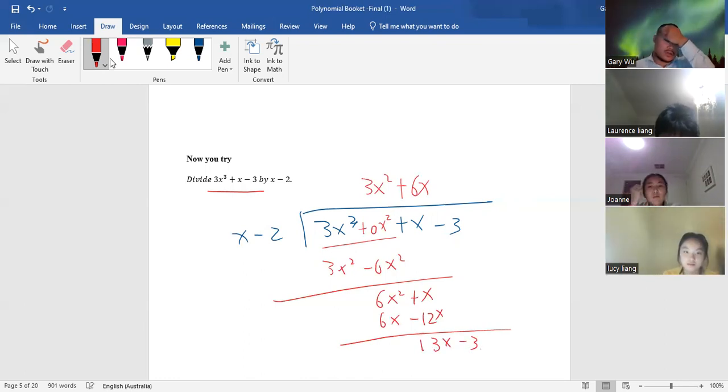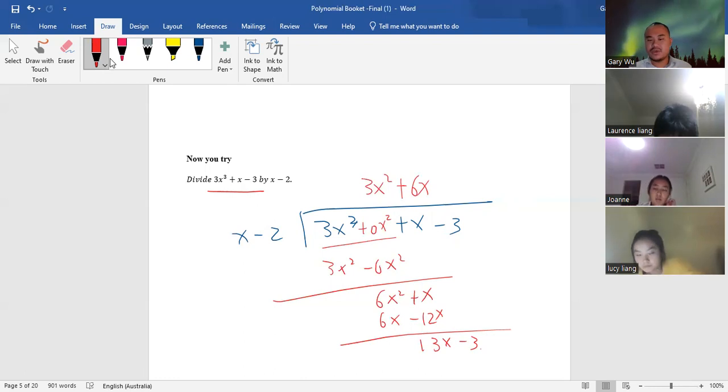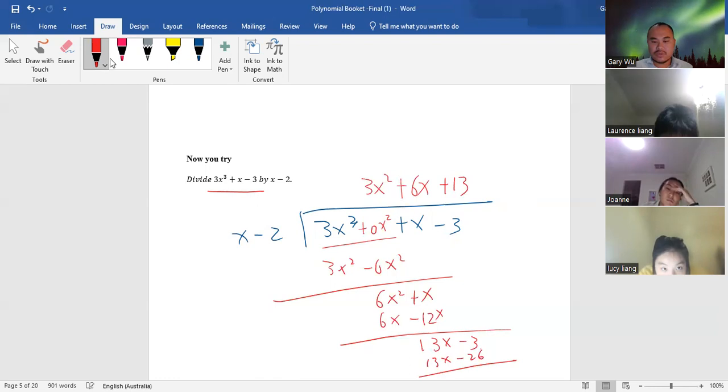Okay, so it's not a factor. We're just doing long division, but you won't get a nice thing. So it will plus 13, so 13x minus 26. Okay, so it would be 23. You have a remainder. Okay, but that's how you do it. Does it make sense? So when it's not in descending order, we need to plus something like that.